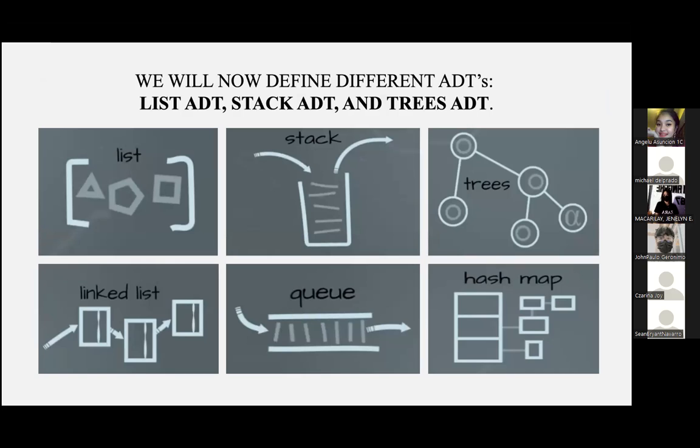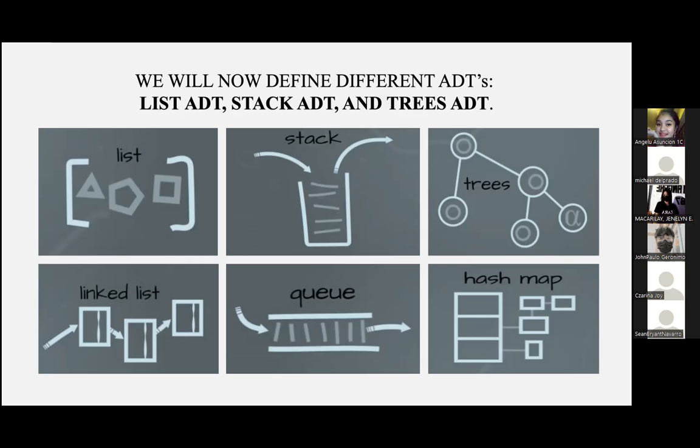We will now define different ADT or abstract data types: list, stack, and tree ADT. Based on what you see in this picture, these are different types of ADT. The first is a list. The list has its own components, and the second is a stack.